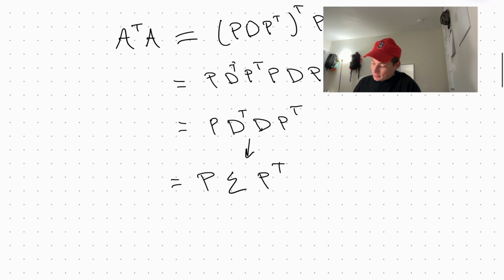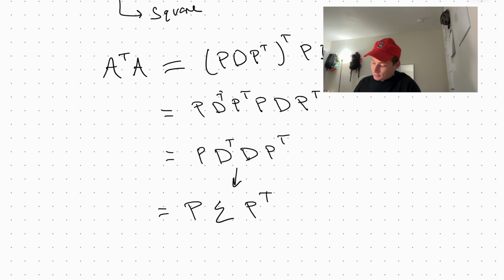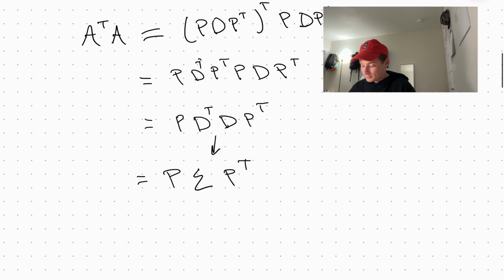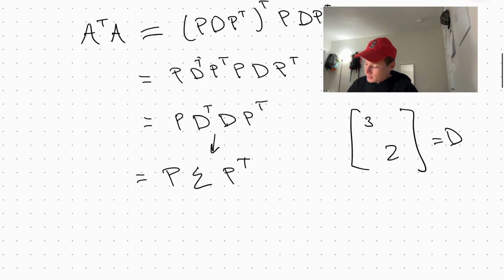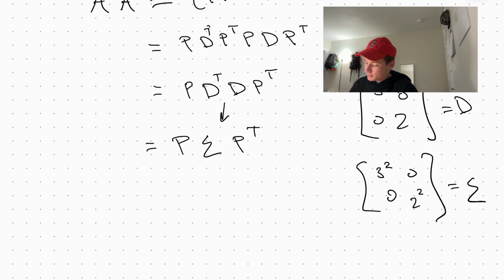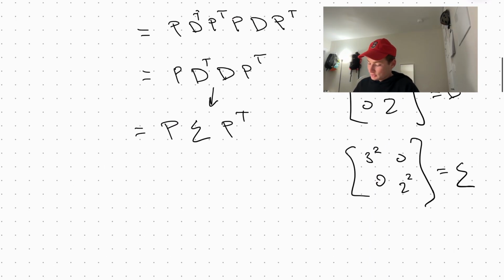But this is a new matrix called sigma. And you will recognize that from the SVD equation. That is the same as D, but with all of the eigenvalues squared. So if this was my D, then my sigma would be 3 squared and 2 squared. It's still diagonal like D is. So that is the new sigma. So now we know one of the three things in SVD.